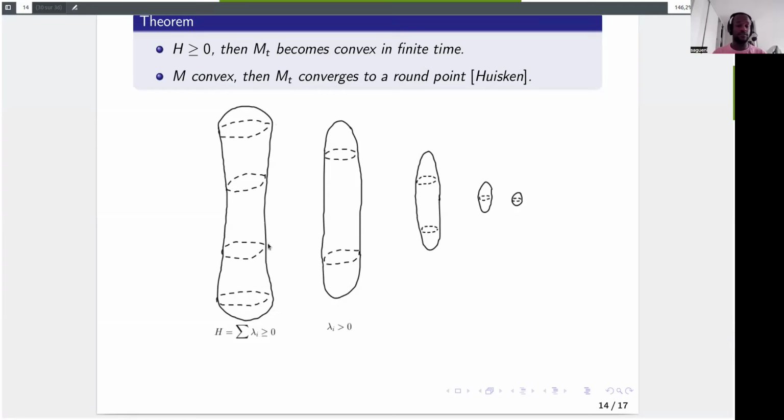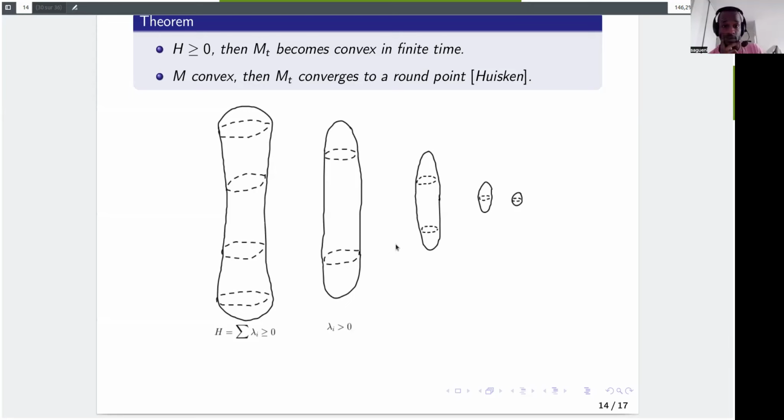But the mean curvature flow homogenizes the curvature and increases the minimal curvature, which is negative, and it makes it positive. So we get something which is convex, and then we converge to a round point. Here the manifold is going to look like a sphere with time. If we zoom, we see that it's going to converge to a sphere at t equals plus infinity.